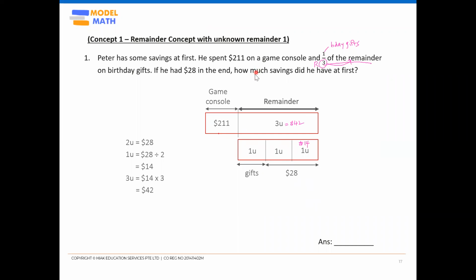Okay, so now if you read back the question, it asks how much savings at first. So whatever you want for at first is this whole thing. So from here to here, the one that I boxed up in pink, that is your whole at first. So at first will be your 42 with the $211. You just need to simply add them together.